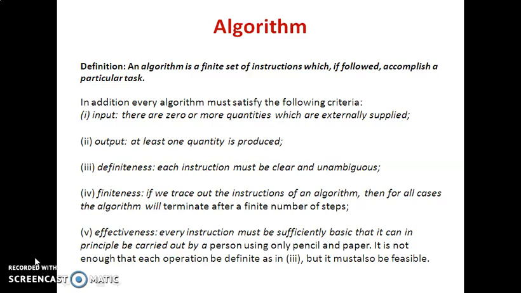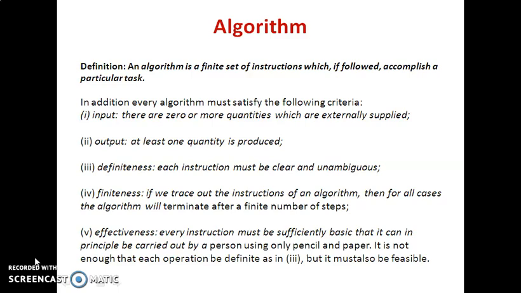Okay. So when a set of instructions completes a particular task, we call it an algorithm. Okay, right. So suppose I want to create an algorithm. That algorithm must satisfy some criteria, and then only it is called a successful algorithm. Suppose I am creating an algorithm and it is not successful, because it is not satisfying any one of the following criteria.